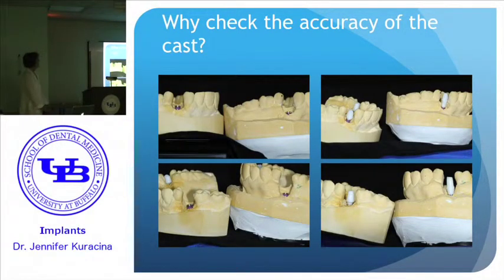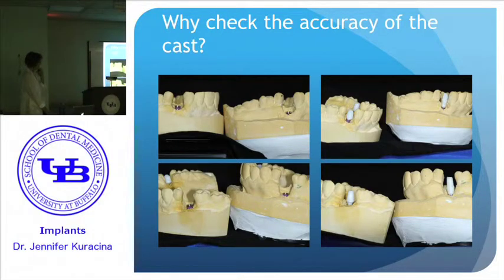So why are we getting excited about the accuracy of the cast issue? This came up last year. There was discussion about, well, why don't we just put the abutment on the cast and then make the crown on the abutment on the cast? And you certainly can do that, but if you do, you darn well want to make sure your cast is accurate first. This was a case that was transferred last year, and the student passed off the fixture level cast that she had made.